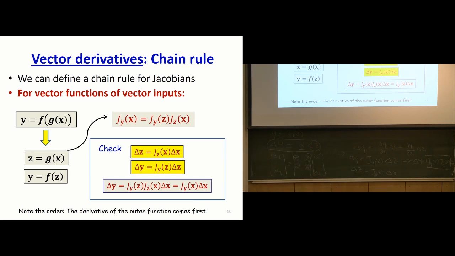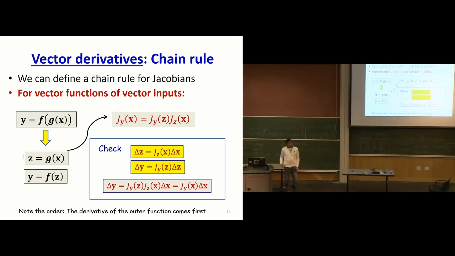And the important thing is to note the order in which the multiplication was done. So the derivative of the inner term comes outside. The derivative of the outer term comes inside. If you change the order, the dimensions will not match.